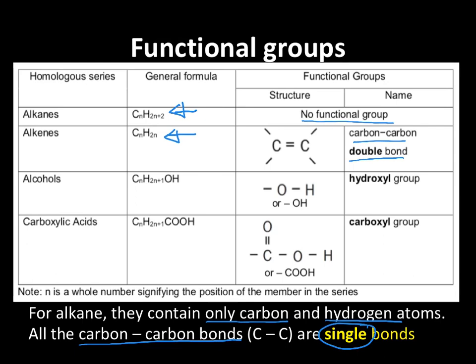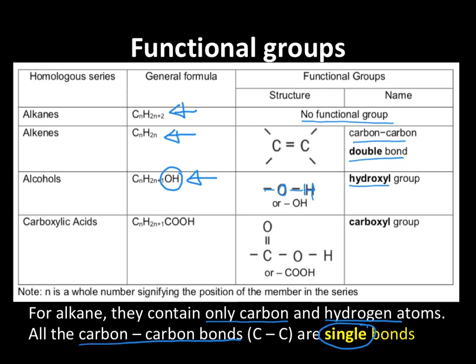Now, alcohol, the next family, general formula CnH2n+1OH. And you realize that the OH actually is your functional group, which is called the hydroxyl functional group, drawn or written as OH here, as shown.